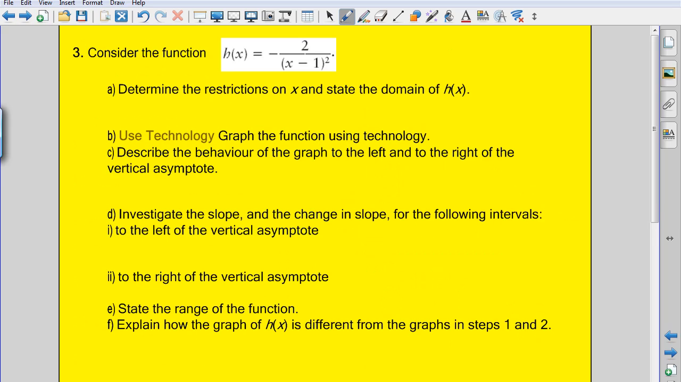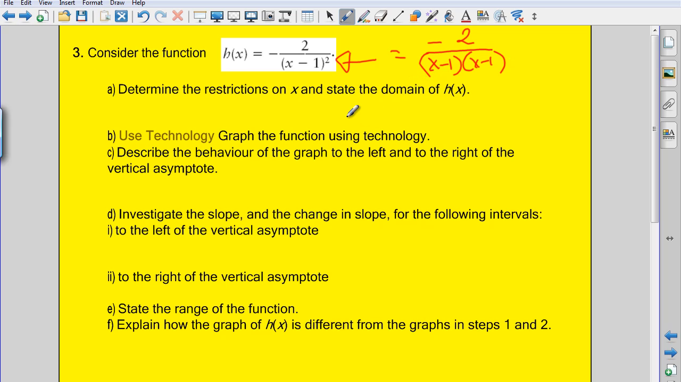Let's now take a look at some other interesting functions, and we're going to use the graphing calculator to solve this one. We would approach this the same way. We'd look at it and identify that the denominator is a quadratic. It could be written out as -2 all over (x - 1) multiplied by (x - 1).